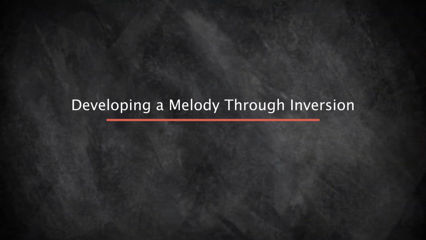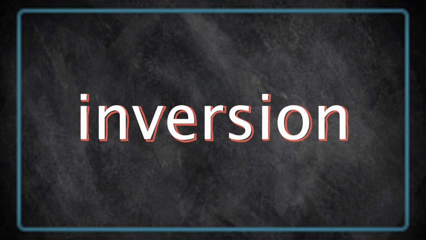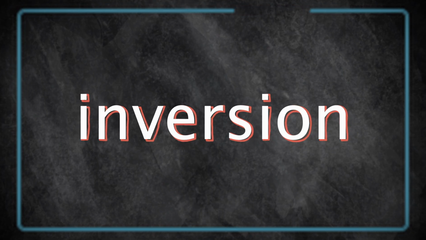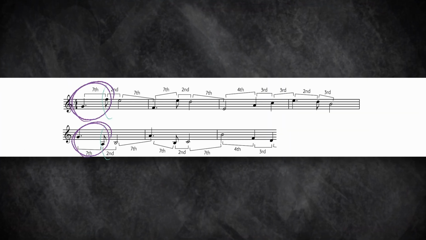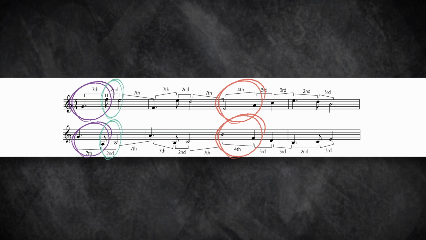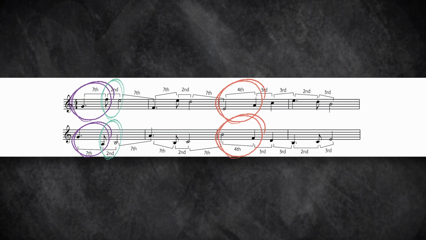This is a technique used a lot in 20th century music. Another technique used a lot in that same time period is called inversion. This is where the melody is turned upside down. The same melodic intervals are used, but they go up instead of down, or they go down instead of up.